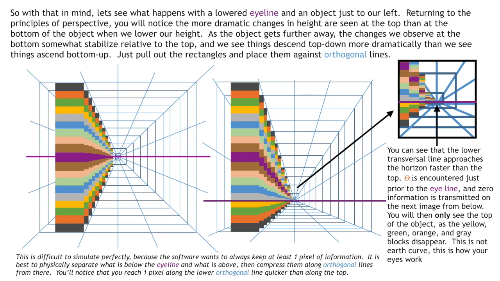It is best to physically separate what is below the eye line and what is above, then compress them along the orthogonal lines from there. That is usually a better way to go. You'll notice though when you do that, you reach 1 pixel along the lower orthogonal line a lot quicker than along the top.